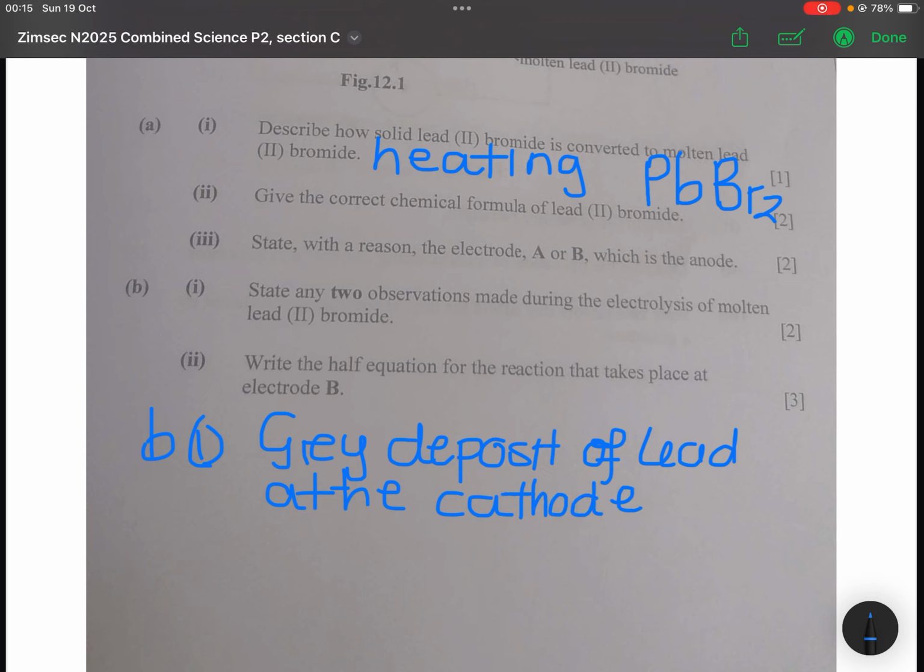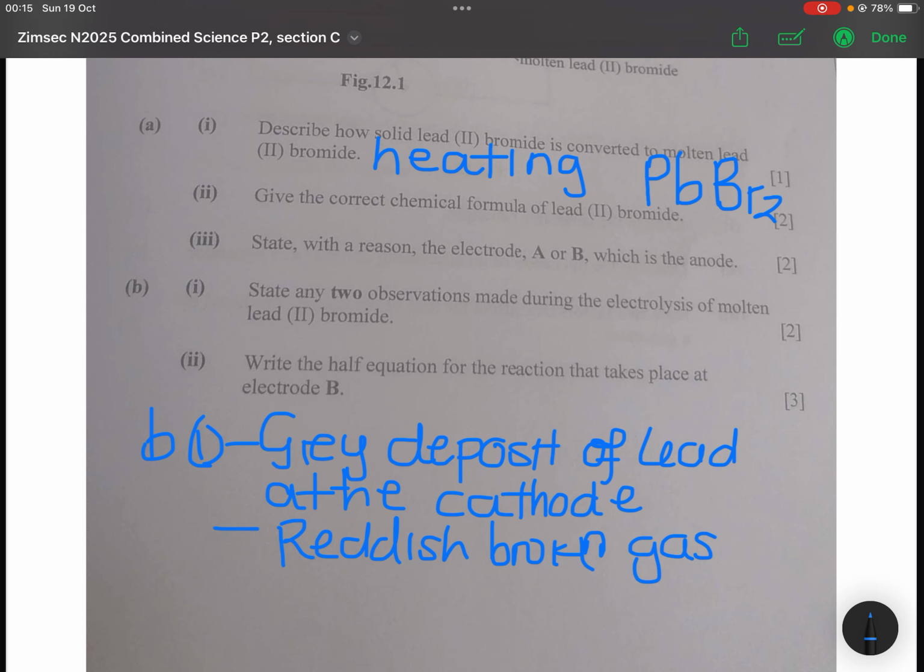And then we need to explain the observation at the anode. At the anode, we are going to see a reddish brown gas. This reddish brown gas is the bromine. It is going to be evolved, indicating the oxidation of bromide.